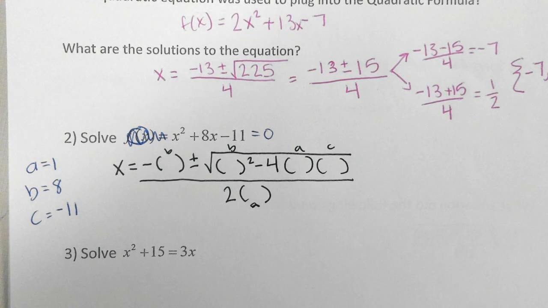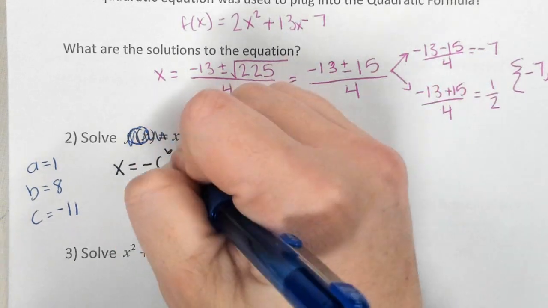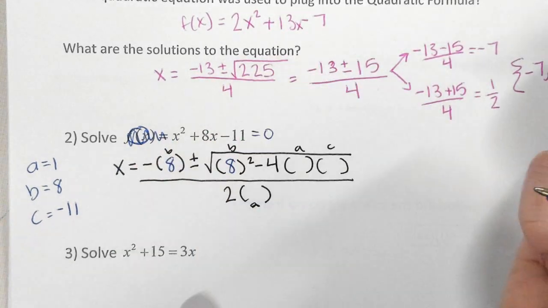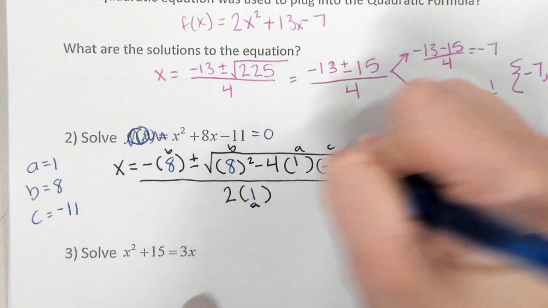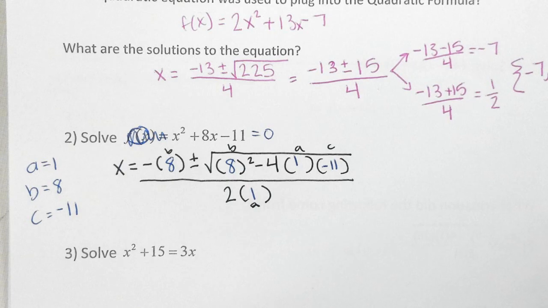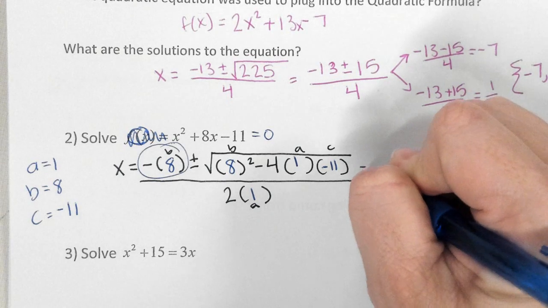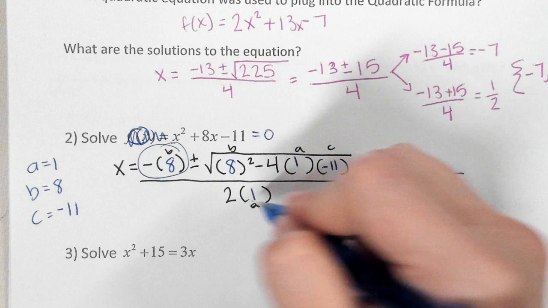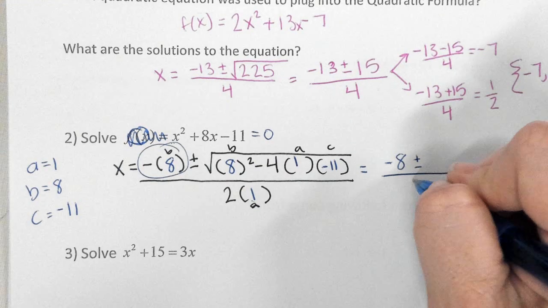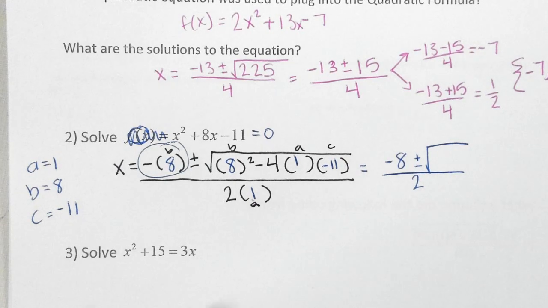Okay, so what is B? What's A? What's C? Okay, and then we simplify our pieces. So what does this equal? Negative 8. What's 2 times 1? And then we type what's under the house. Has anybody typed it? 108.